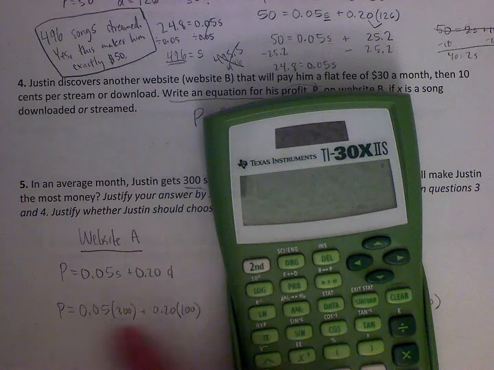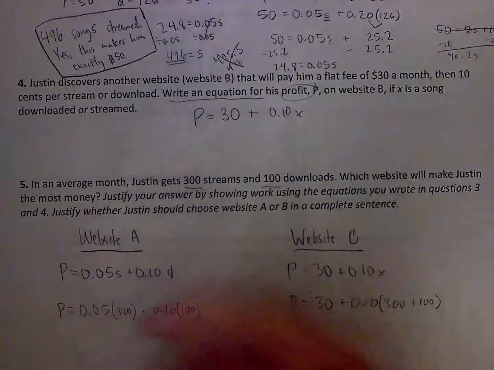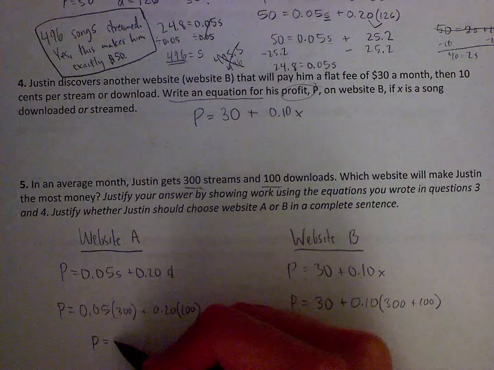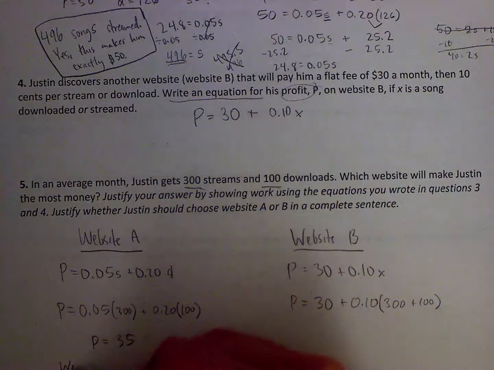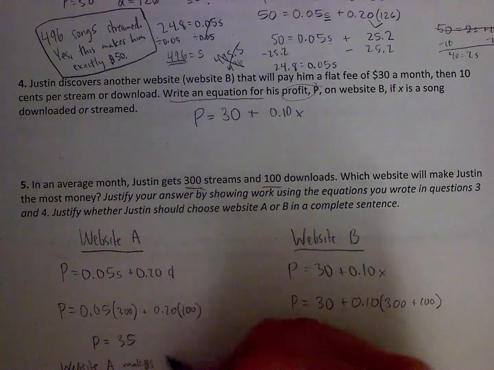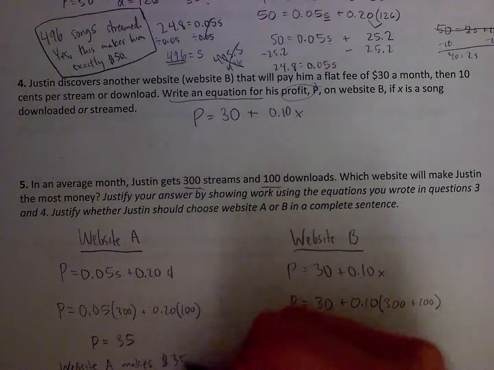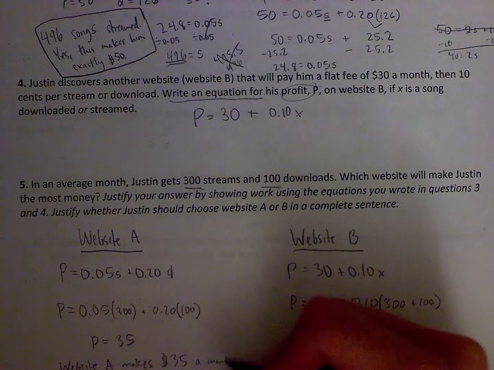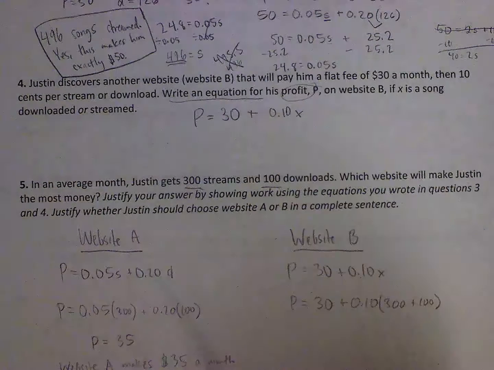So over here, I'm going to actually just plug everything I see all at once. 0.05 times 300 plus 0.20 times 100, $35. So that's P equals 35. So website A makes 35 a month on average, right? Because we're talking about an average month, so he might sell more sometimes and less sometimes, but on average, he's going to make that 35 a month.